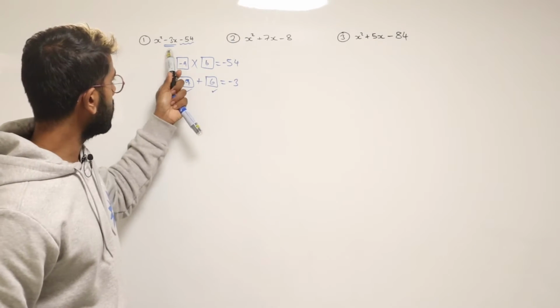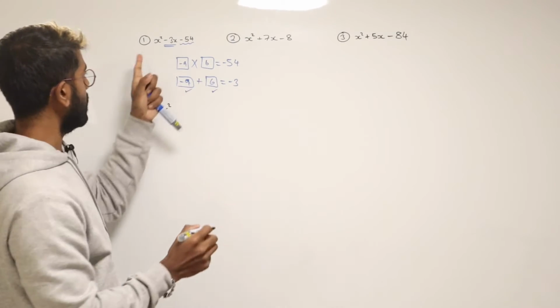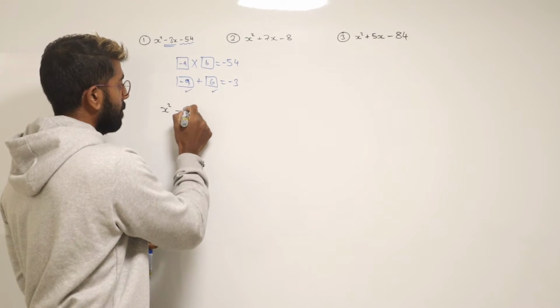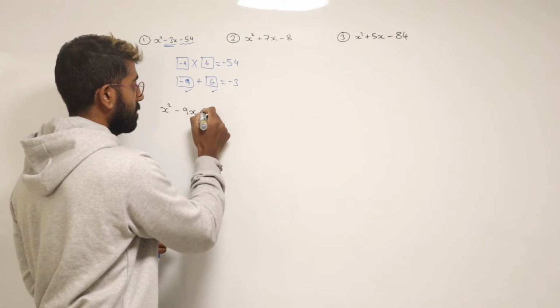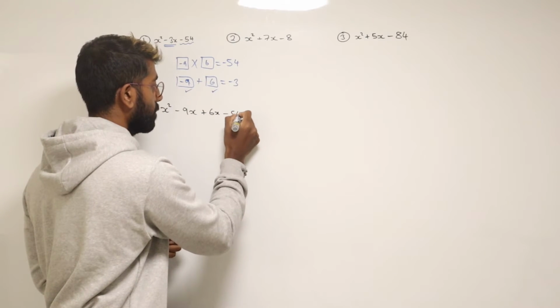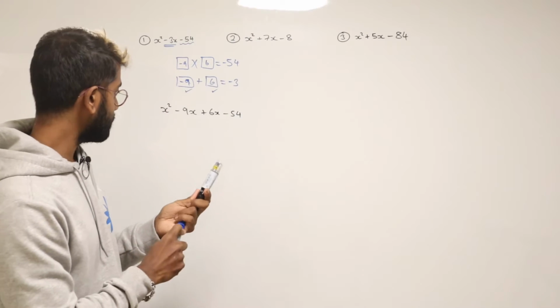Well, we need to take our quadratic and we rewrite it. So we're going to write it like this. So we'll have x squared, that's fine. But then instead, we're now going to write minus 9x and then plus 6x. And then put your minus 54 in on the end. So something like this. And now, what do we do from here?